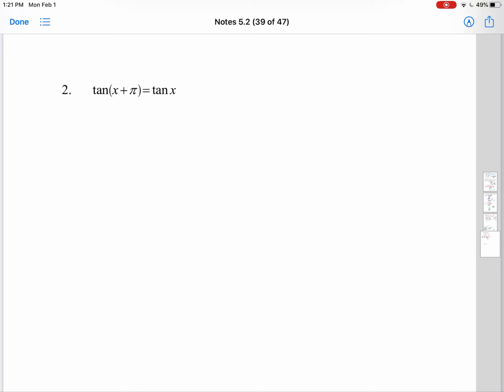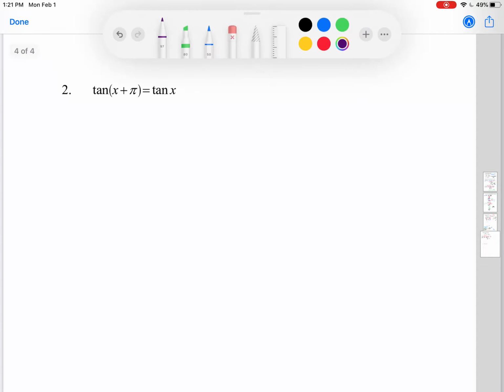All right, I'll let you guys try the second one here. If you want to get a head start, go ahead and try it. You have my teacher notes. I will go through this as well. This is another sum identity. This time, x is my alpha, pi is my beta.